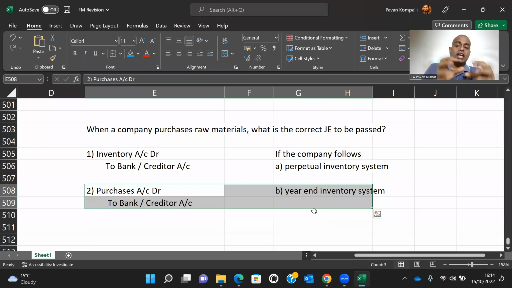Imagine cost is 100 rupees, selling price is 150. That much of profit will not be there, I know, but cost is 100 rupees. So he will say 22 bottles are there, 22 into 100, 2200. Now he will pass the journal entry: Inventory account debit to purchases account. Year-end inventory system. You understand?